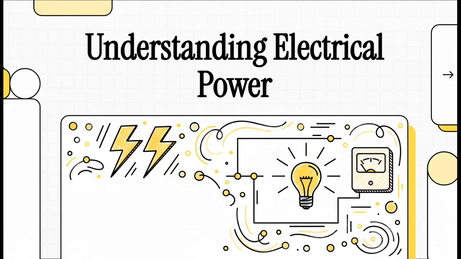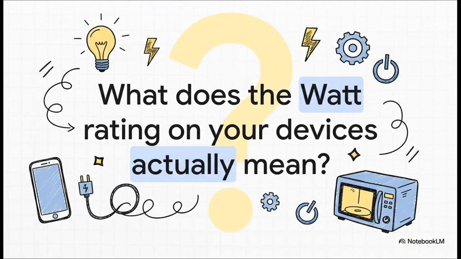Have you ever looked at a light bulb or your phone charger and seen that little W on it? Ever wonder what that actually stands for? Well, you're about to find out. Today, we're going to demystify electrical power and figure out what watts are really all about. Seriously, it's everywhere. On your microwave, your TV, pretty much every electronic device you own has that little number followed by a W. But what is it actually telling you? What in the world is a watt? Let's just break it down.